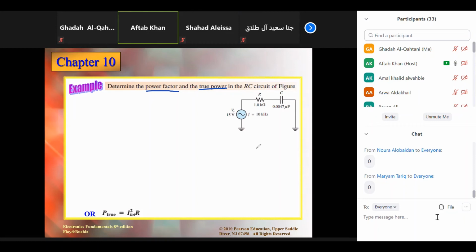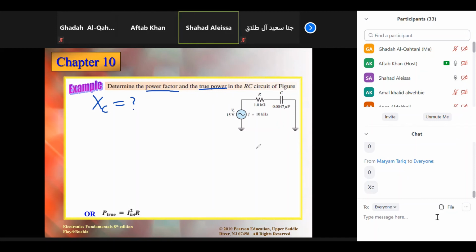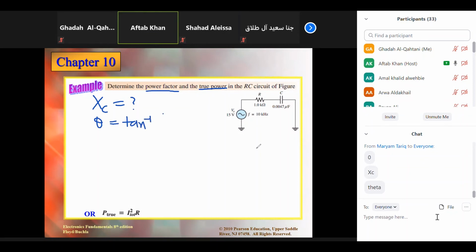So tell me the steps first. XC, very good. The very first thing is XC. After XC, power factor we need, right? For power factor, what do we need? The phase angle, theta, correct. So tan inverse XC over R, right? After getting this, PF, power factor, is cos theta, we can get whatever the value is, no problem. So we will finish this one, right?